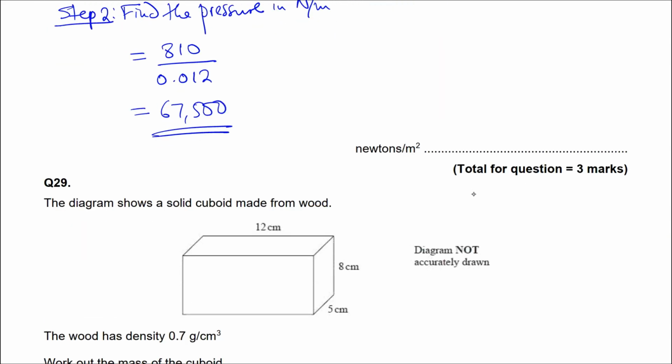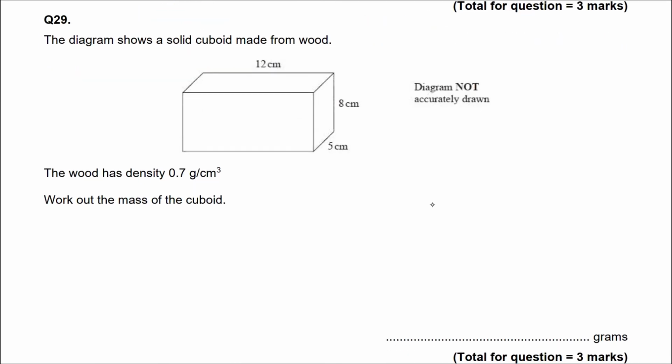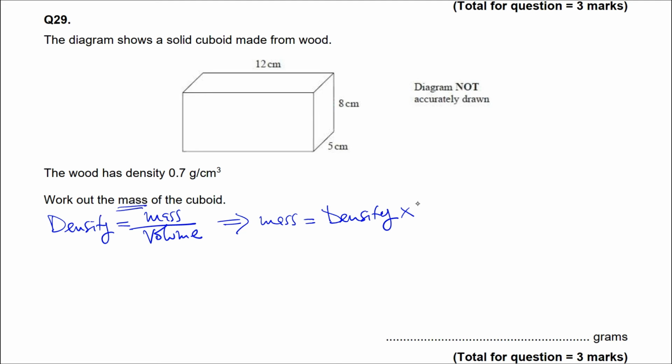Okay, number 29. The diagram shows a solid cube made from wood. The density is 0.7 gram per centimeter cubed. So work out the mass. Now we know that density is equal to mass over volume. What we want is the mass, so this implies that mass will be equal to density times volume.